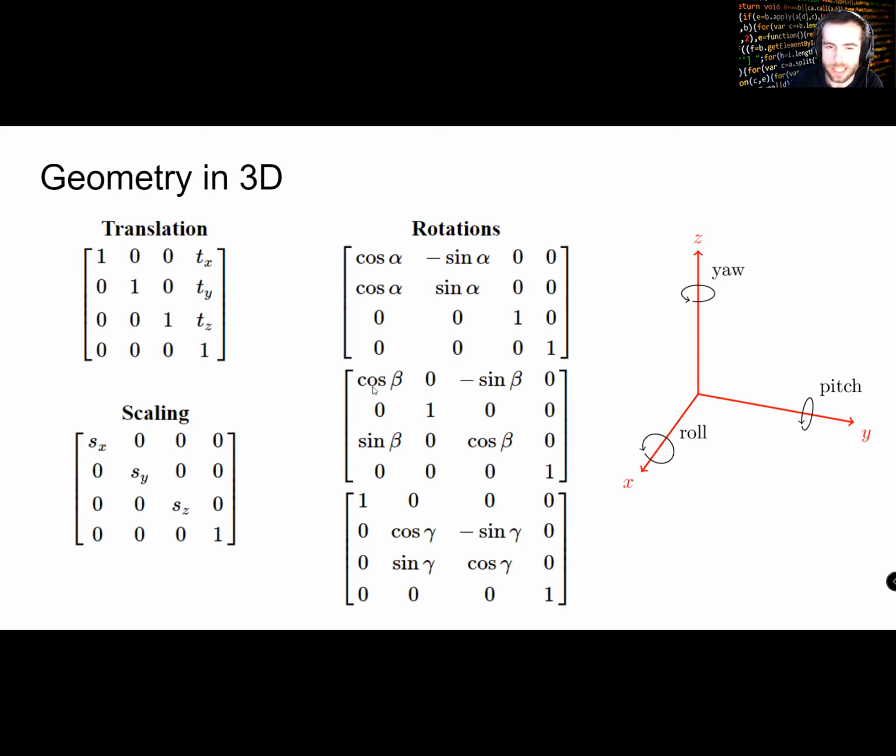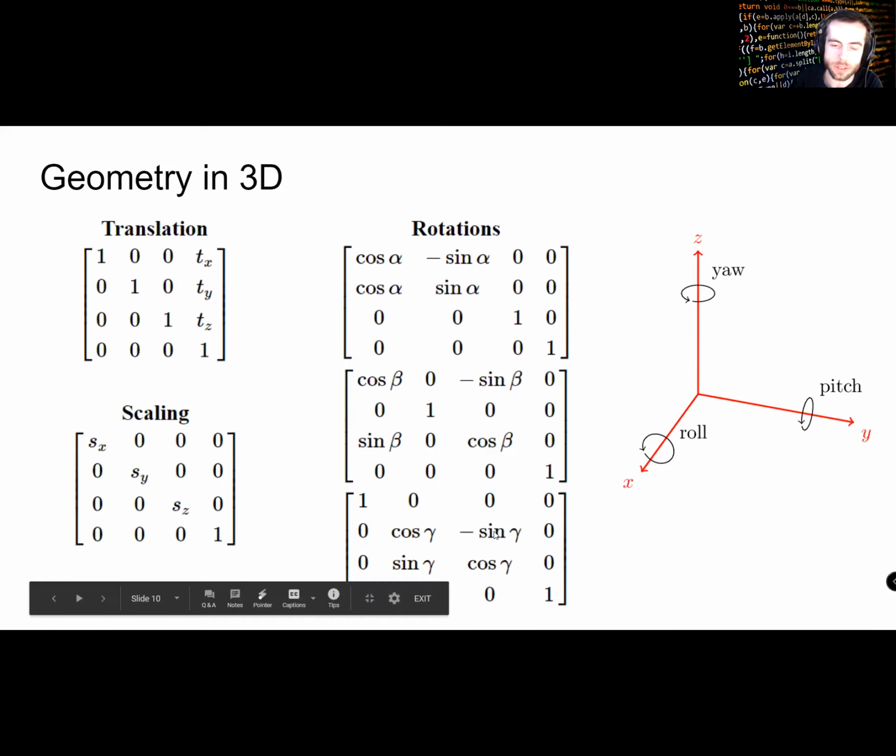This one rotates about the Y axis in the XZ plane. So this would be pitch. And then this last one rotates around the X axis. So this is roll. So yaw, pitch, and roll. We can use these to actually rotate the objects in 3D space.